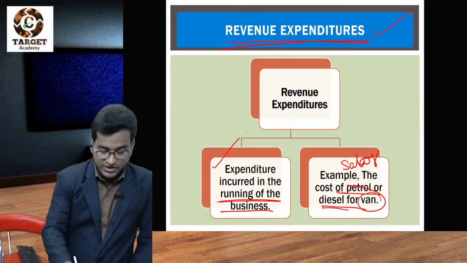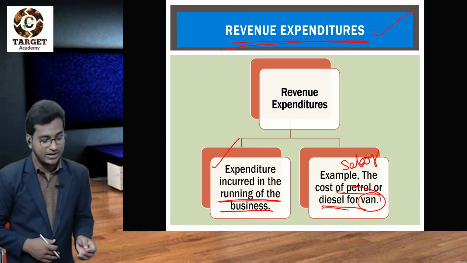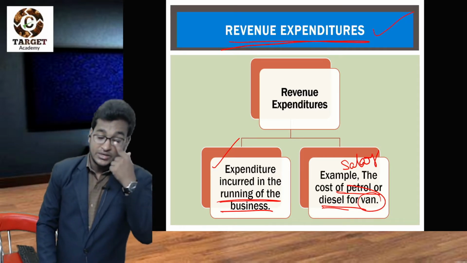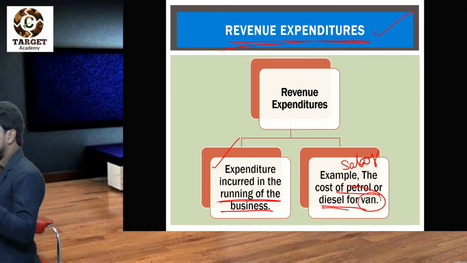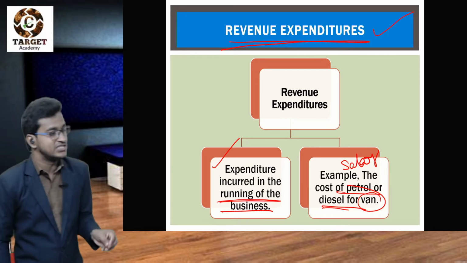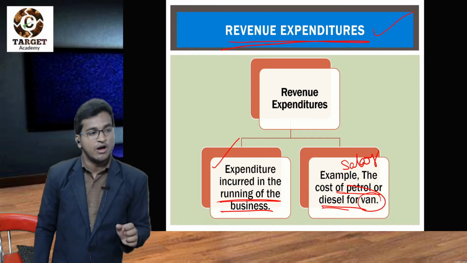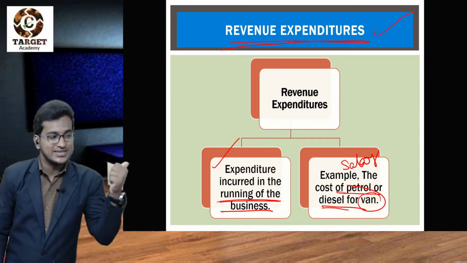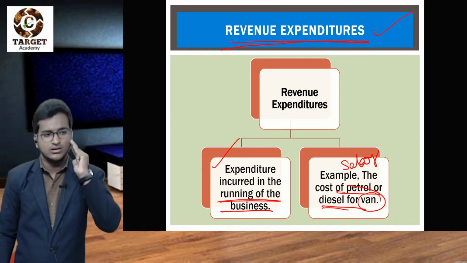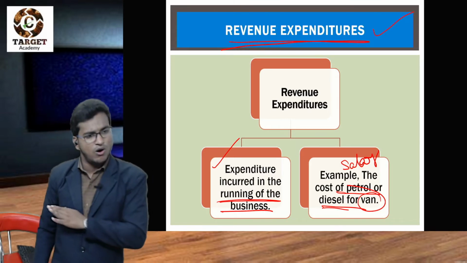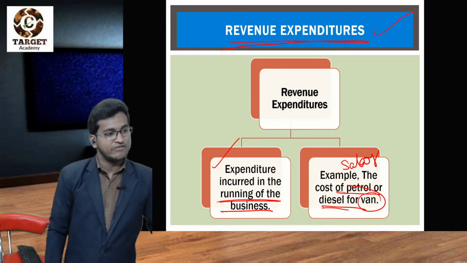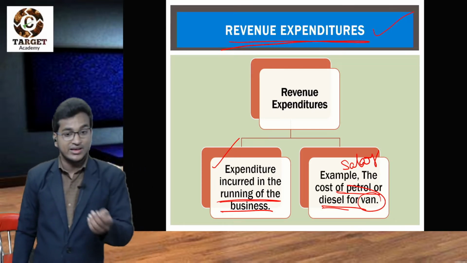If you observe the definition, if you observe the meaning in your slide, expenditure incurred in the running of business is revenue expenditure. Best examples, salaries, rent, power bill, petrol, diesel cost, electricity cost. All these are revenue expenditure because these are the expenditures required for running a business in a particular year.